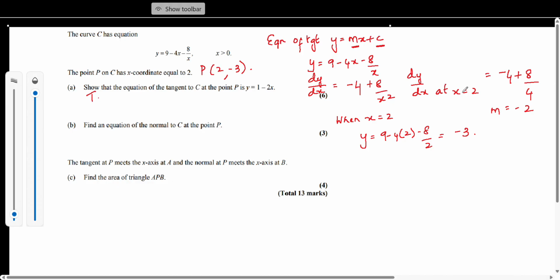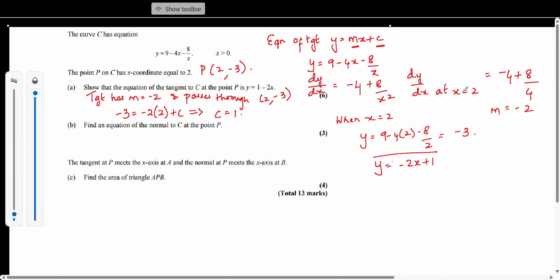Now tangent has gradient of minus 2 and passes through (2, -3). When we substitute y, m and x, c becomes the unknown. c becomes 4 minus 3, which is 1. Now y = mx + c, which we have proved here.